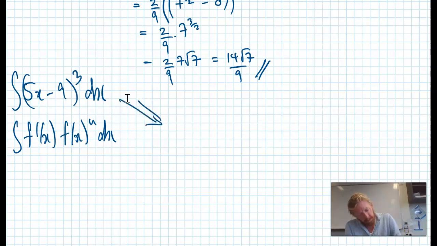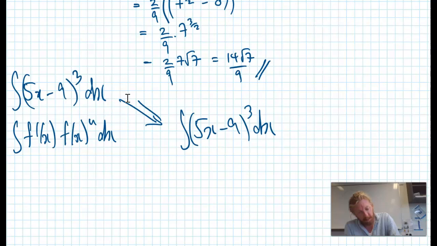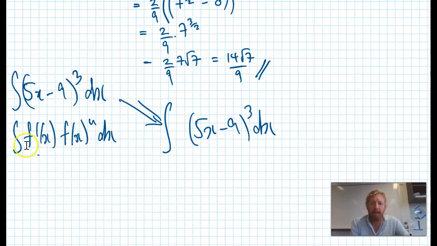Let's rewrite it here for the big finale. That is not in this form. I don't have an f dash x out the front. What is the f dash x? What is the derivative of this 5x minus 9? It's 5. If I times by 5, what do I divide by? 5, or times by a fifth. Now I'm in the form f dash x, f of x to the n.